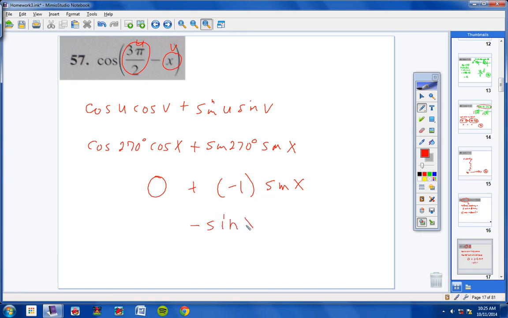0 plus negative 1 sine x would just be negative sine x. And then if you look in your trig identities, that's it, actually. That's as far as we can go right there. So negative sine x would be your answer. All right. So there we go. We simplified. Moving on to number 61.